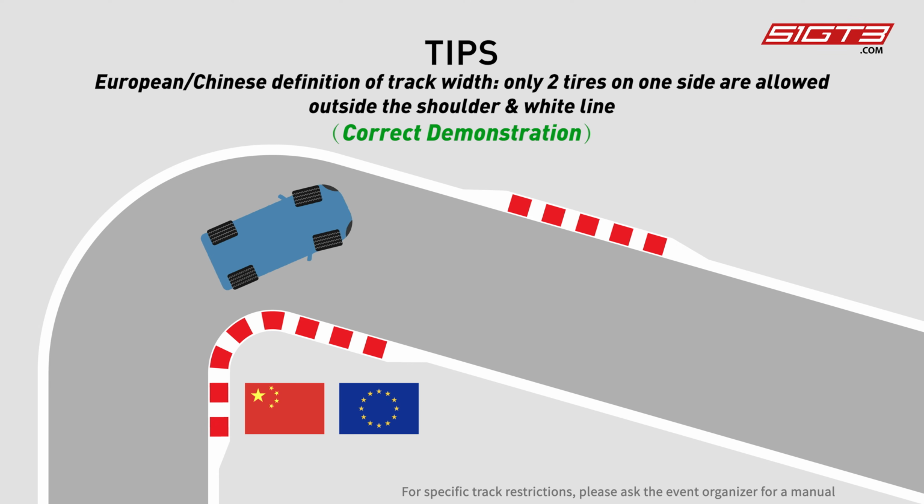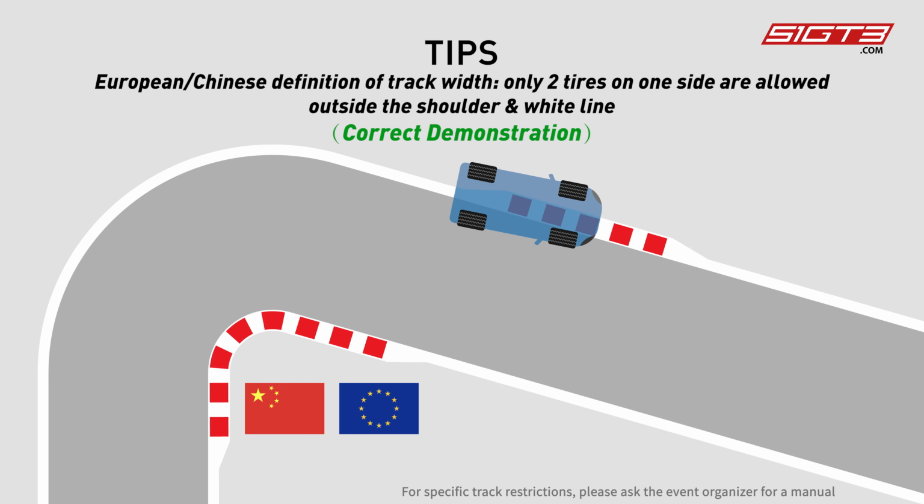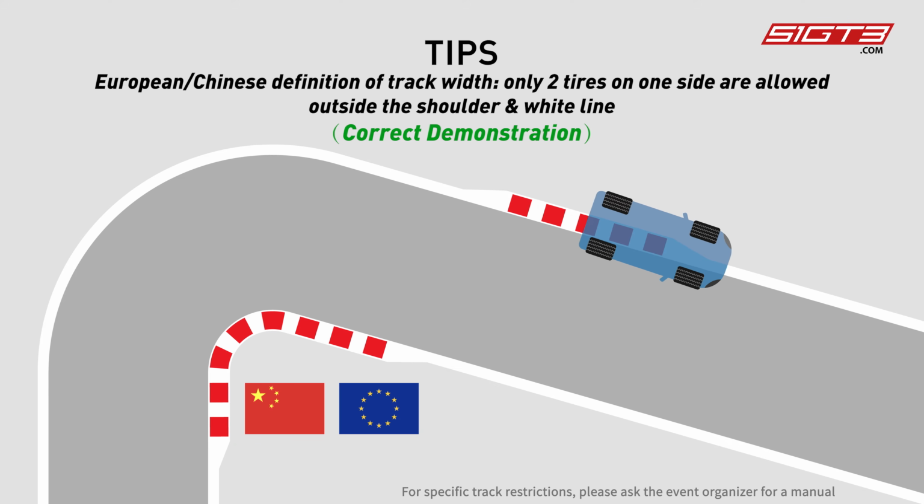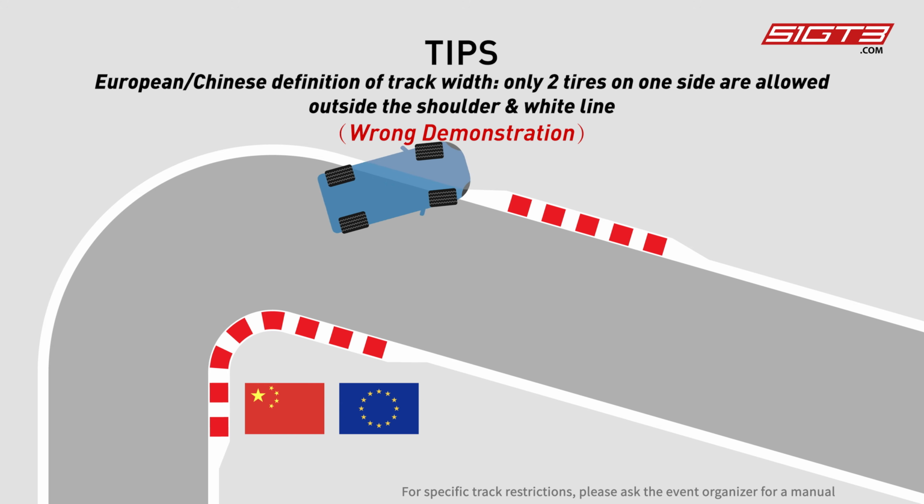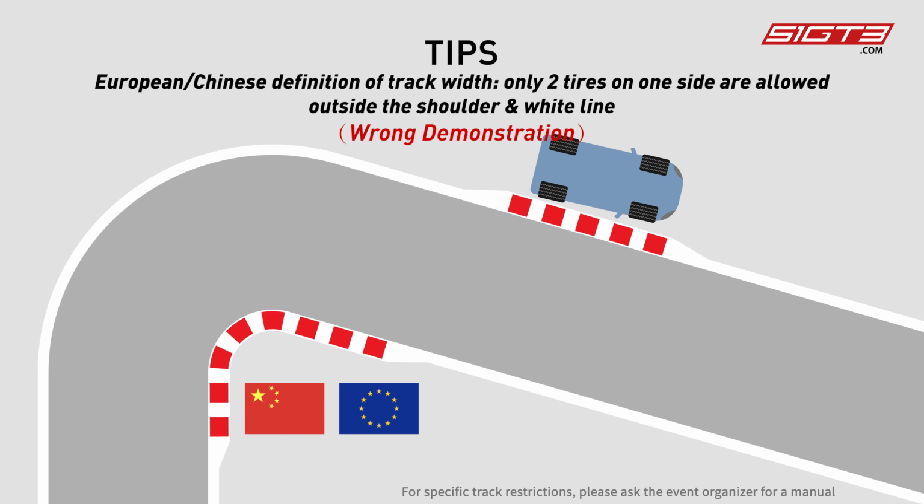Note here, there are subtle differences in the definition of track width in different countries and regions. The limit on the width of the track in China and Europe is that one side of the tire is allowed to go out of the white line of the track, but the other side of the tire must be inside the track. If all 4 tires of the car are out of the white line, it is a violation of the track width limit rules.